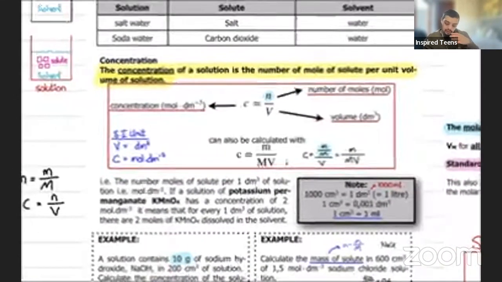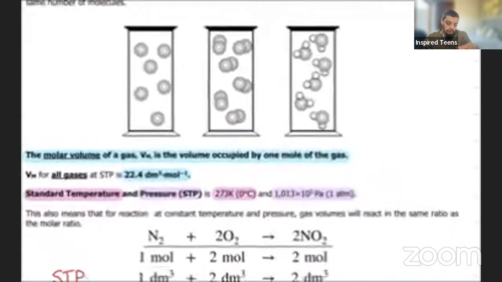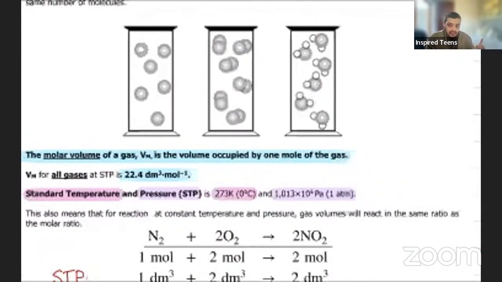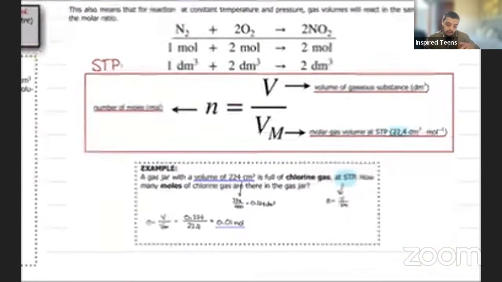Then we said concentration, right? Okay, and we discussed this molar volume concept, right? It's also this STP Vm, 22.4, which is the volume of 1 mole of a gas at STP. Okay, so again, using that standardized measurement here in molar volume as well.